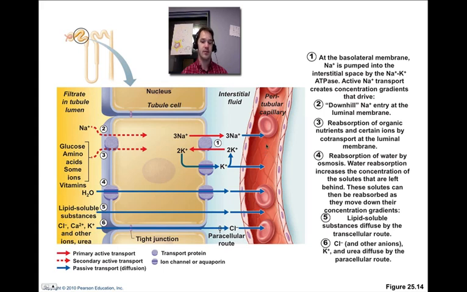So what's active and what's passive? This is active, the pumping of sodium out and potassium in, and that requires energy. This is called secondary active transport because it uses the energy. This gradient was set up using energy, and it uses this gradient. It uses the energy from that gradient to diffuse through. This is passive, this is passive, this is passive.